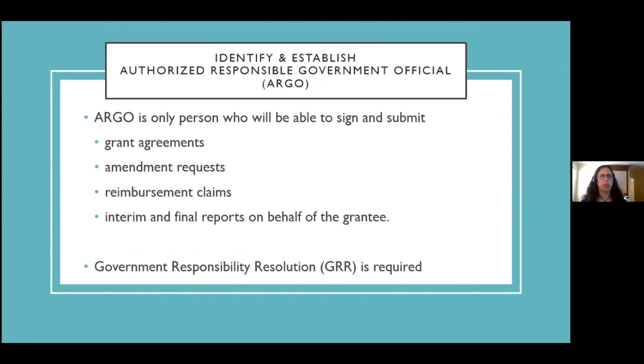An executed government responsibility resolution, or what we call a GRR, is required to establish an authorized responsible government official. So if you don't already have one, you may need to set up a council or board meeting to get one created. The DNR recommends using a job title rather than a name in the authorizing resolution, so you don't need to execute a new one if there is any staff turnover.